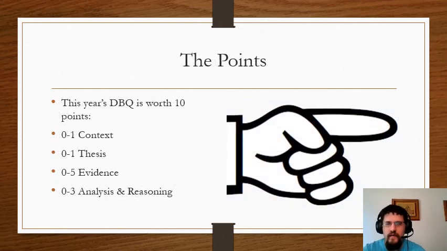Okay, so as for the points, this year and this year only, the DBQ is a 10-point object. The context and thesis points should be familiar to you, hopefully. Evidence is 0 to 5 points. There's a lot more evidence points this year than normal, and there's one more analysis and reasoning point. So please keep that in mind as you prepare for the document-based question.